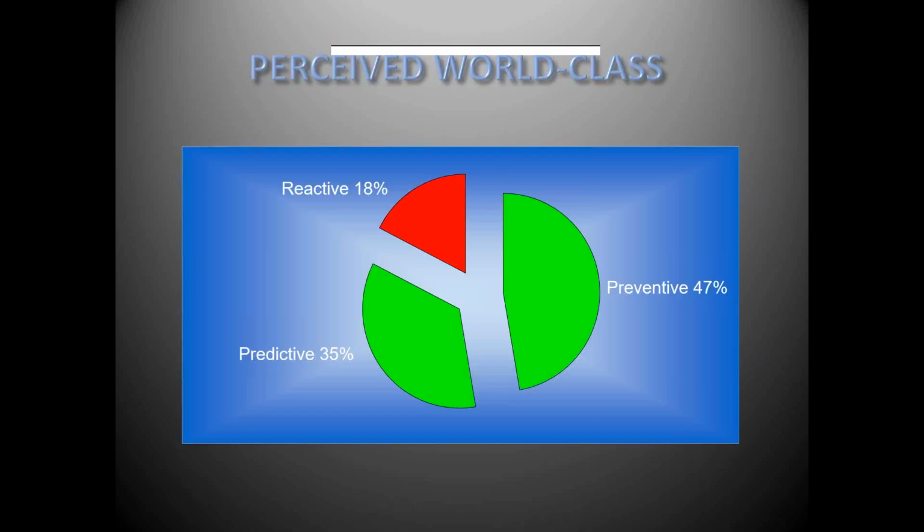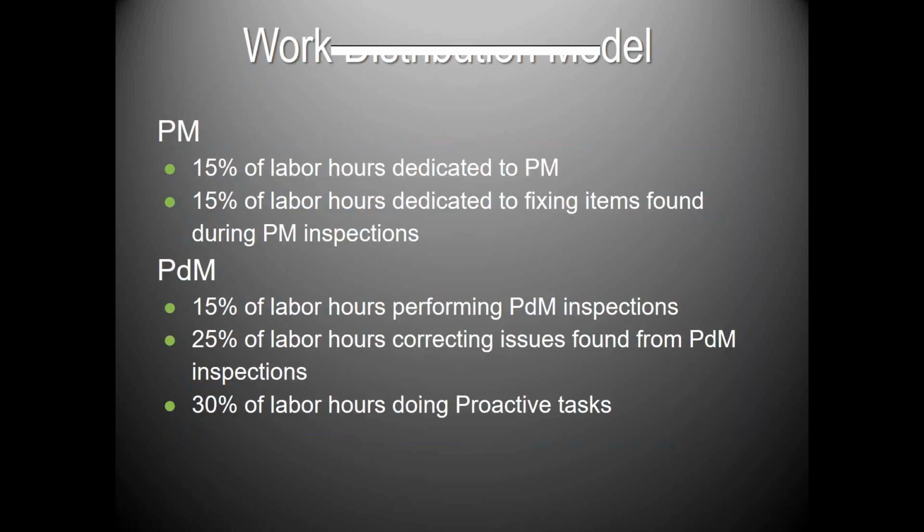If you look at this perceived world-class model, it says that this is the amount of time your maintenance people should be spending: about 47% of their time doing preventive work, 35% of their time doing predictive work, and you should get your reactive work down to 18%. So that's perceived world-class.